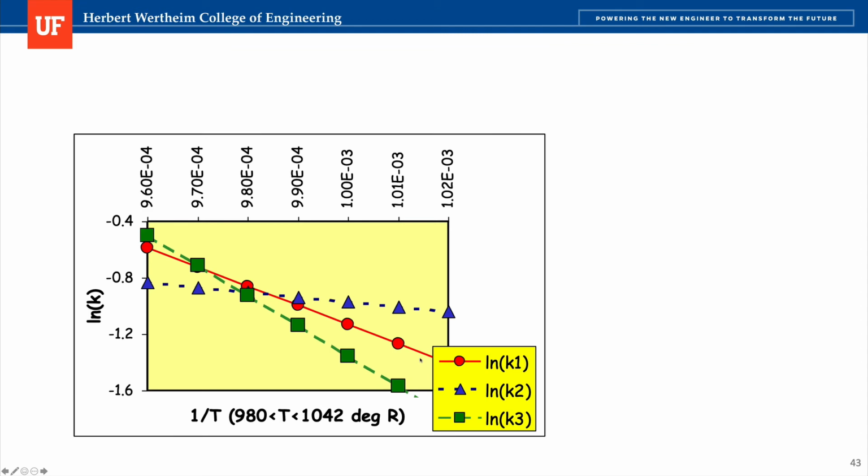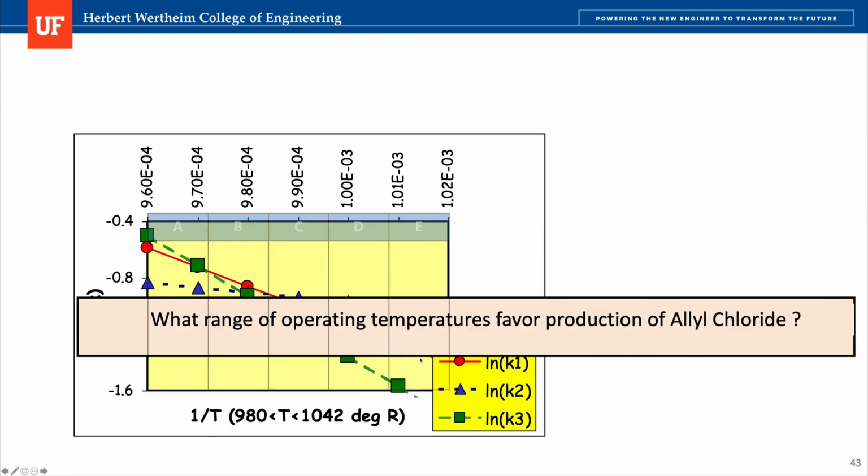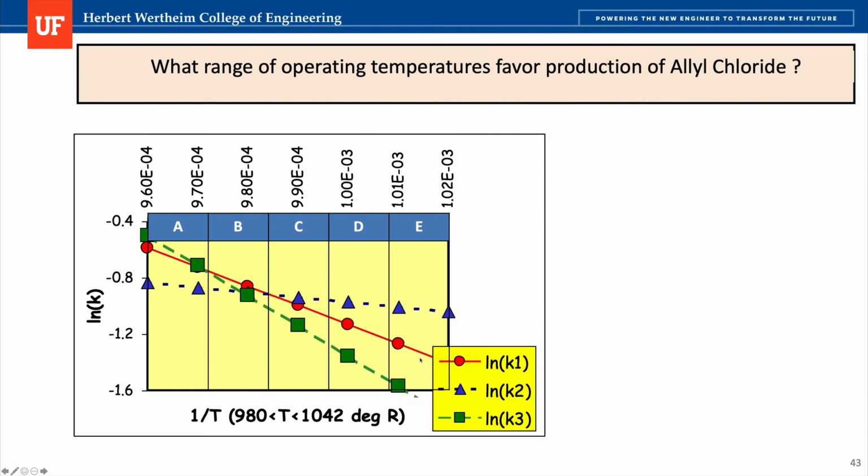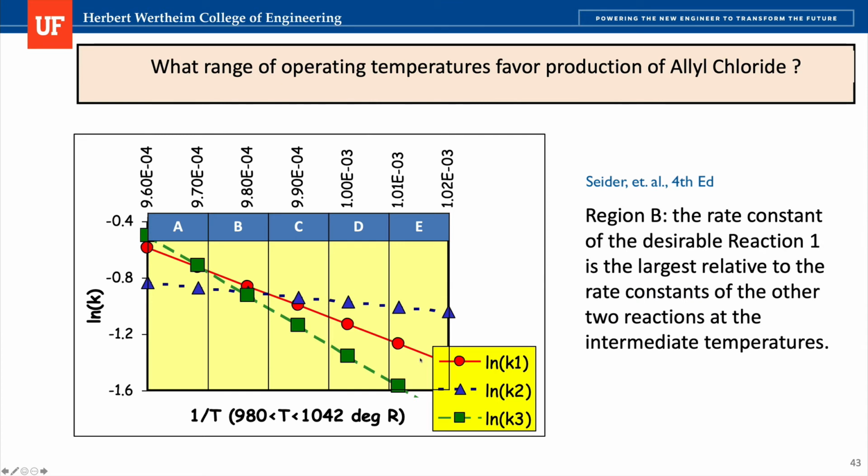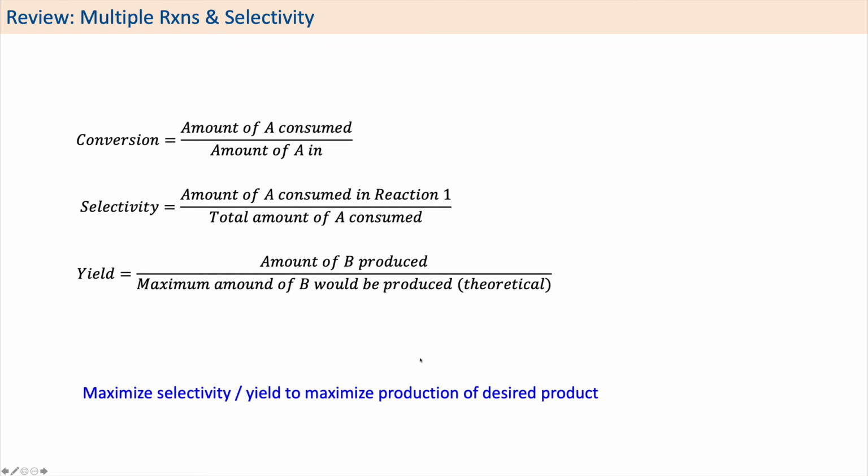So what you end up having, right, is graphs like this, where you can compare the different rate constants, the natural log of the rate constant. And what we are looking at is at what range of operating temperatures favors production of the allyl chloride, which is reaction number 1. So we can see that in region B, particularly, the rate constant of the desired reaction 1 is the largest relative to the rate constants of the other 2 reactions at the intermediate temperatures. So here, if we control the temperature, we're able to favor one reaction over the other, right? How selective it is at this condition becomes also important. We are increasing the selectivity by increasing the speed of the reaction at those particular conditions. So when you're dealing with multiple reactions and selectivity, you have to make some calculations and assumptions.